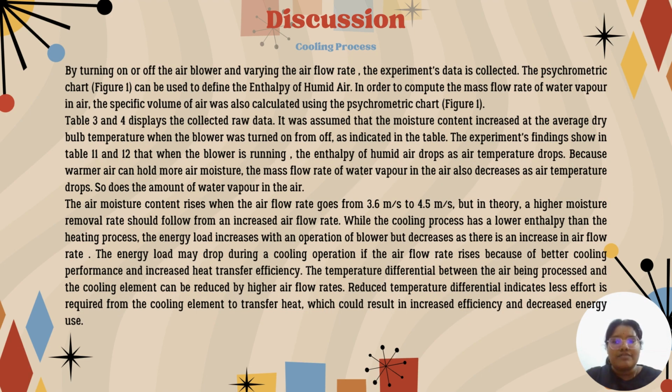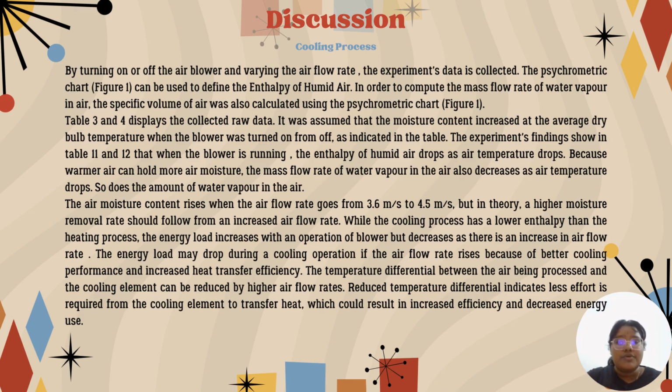By turning the air blower on or off and varying the air flow rate, the experiment's data is collected. The psychrometric chart in figure 1 can be used to define the enthalpy of humid air in order to compute the mass flow rate of water vapor in air. The specific volume of air was also calculated using the psychrometric chart. Tables 3 and 4 display the raw data collected. It was also assumed that the moisture content increased at the average dry bulb temperature when the blower was turned on from off, as indicated in the table.